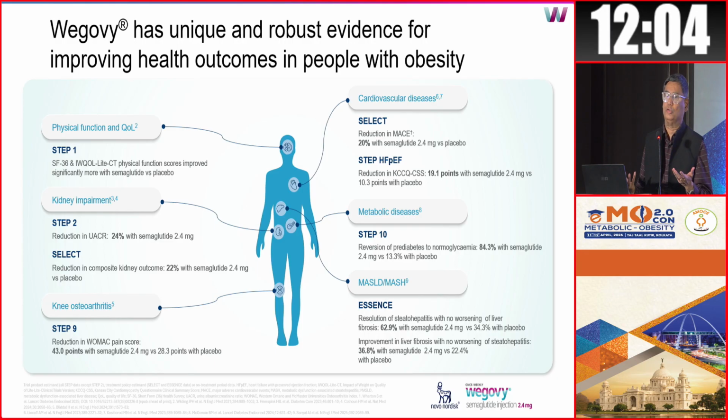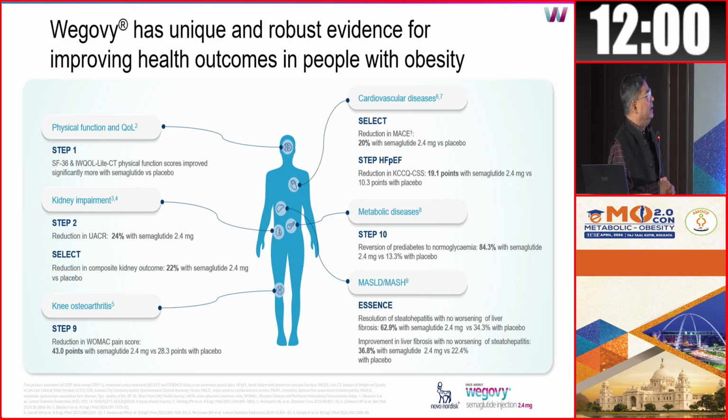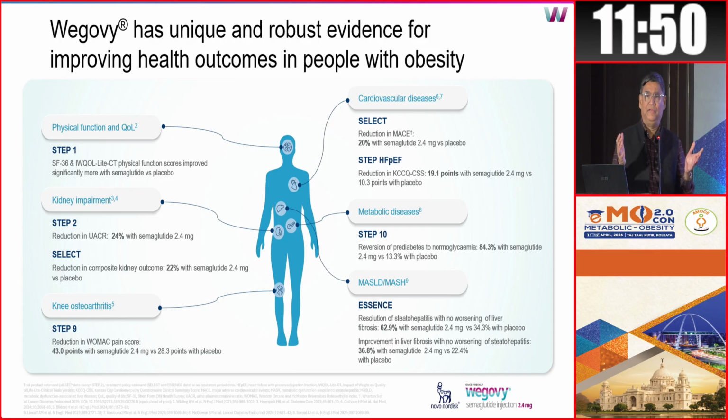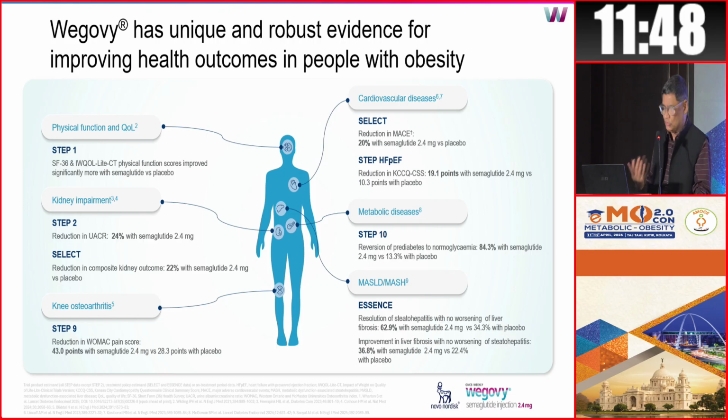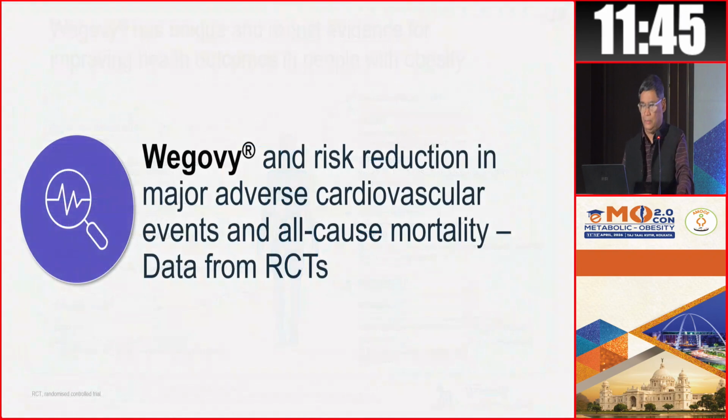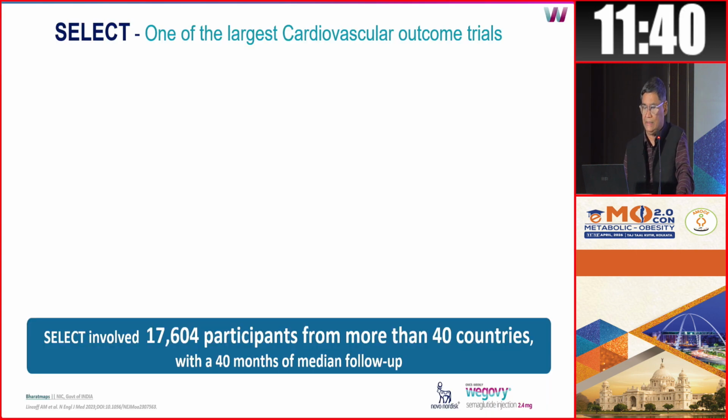SELECT talked to you about the cardiovascular. So look here at the cardiovascular diseases. Again, SELECT, STEP, heart failure. You have got STEP 10. You have got ESSENCE for MASH. I think we also have STRIDE for peripheral arterial disease. So some are emerging, some are established. Wegovy's risk reduction is in major adverse cardiovascular events and all-cause mortality data.